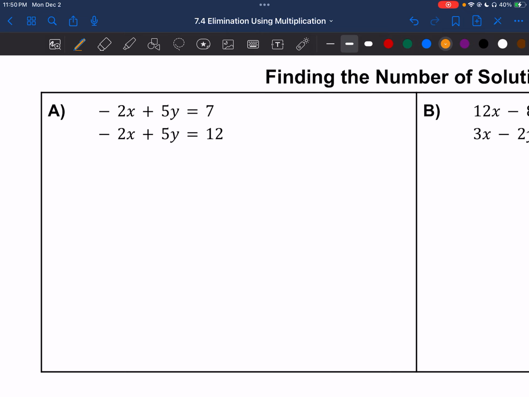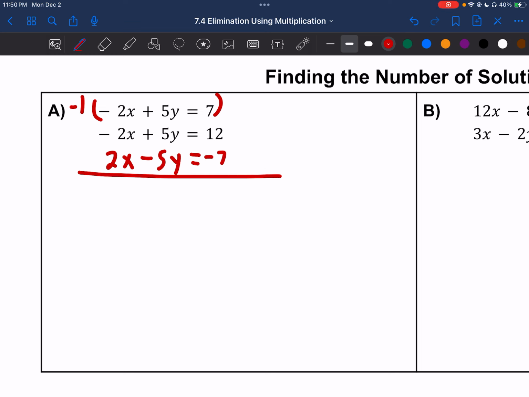Finding numbers of solutions. So in this case, I am going to multiply one of these equations. Let's do the top one. I'm going to multiply the top one by negative 1. And when I do that, I'm going to rewrite it down below. I get 2x minus 5y equals negative 7.